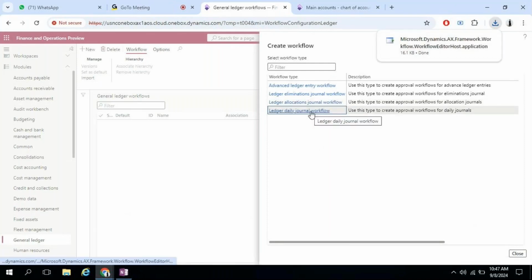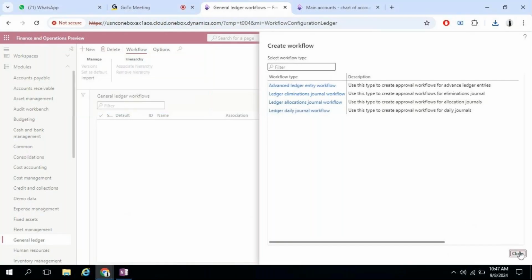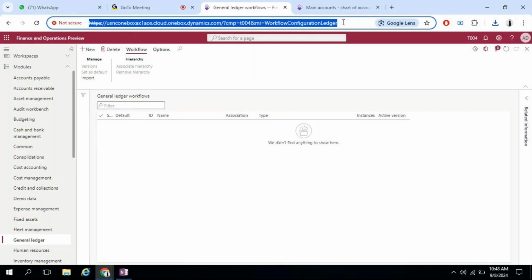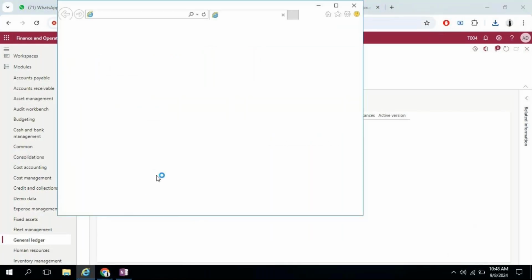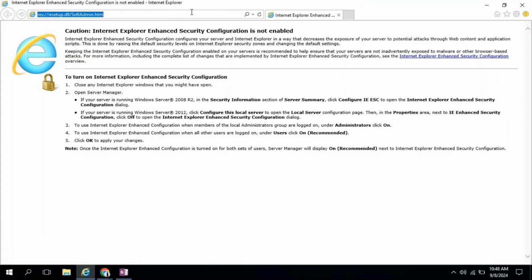So when you click on it, a file will be downloaded for you. Once you double click it, you may get the error: the application cannot be started, contact the application vendor. So this error can come up. You can close it, and you can try this URL in Internet Explorer. Control V, let it be open first.